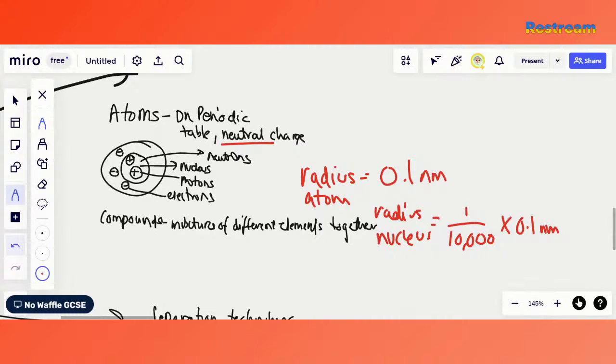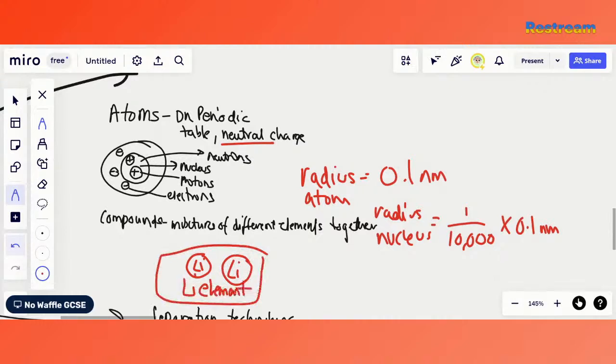Elements are when there are loads of atoms of the same type, all with the same number of protons, neutrons, and electrons. So, they're all identical. So, loads of lithium atoms will be called the lithium element, like that. Now, atoms of each element, as we said, can be represented by a one or two letter symbol, which is presented on the periodic table.